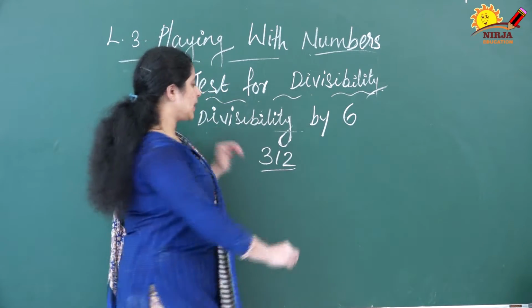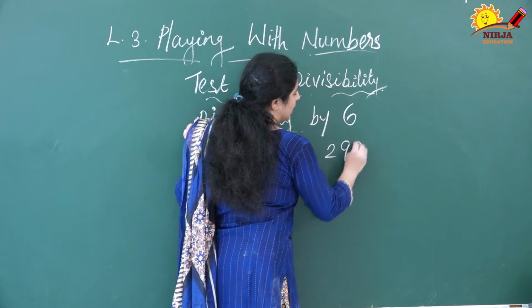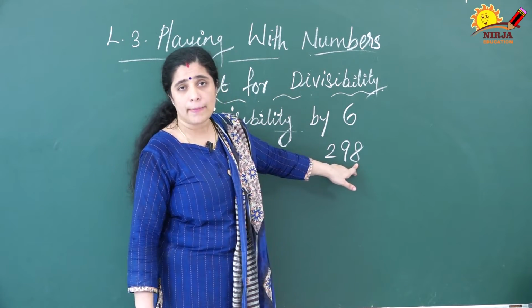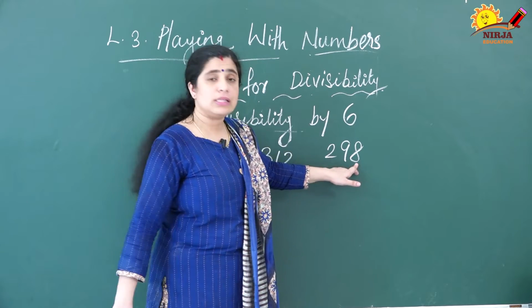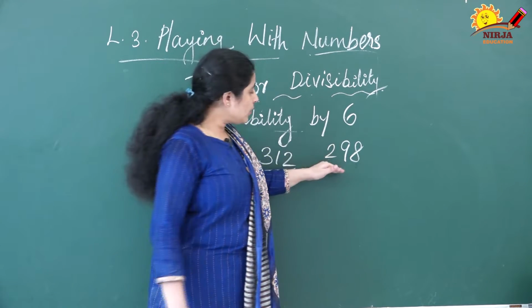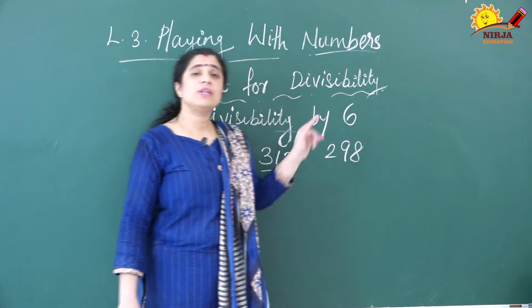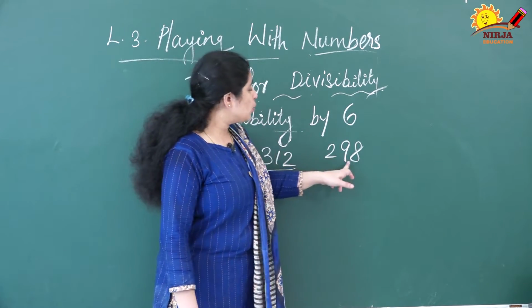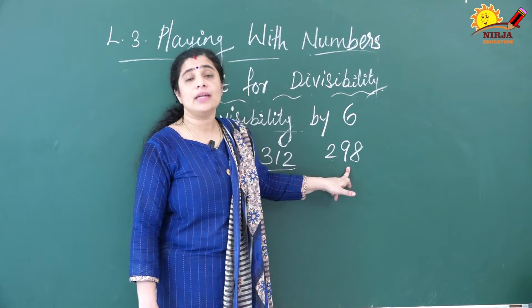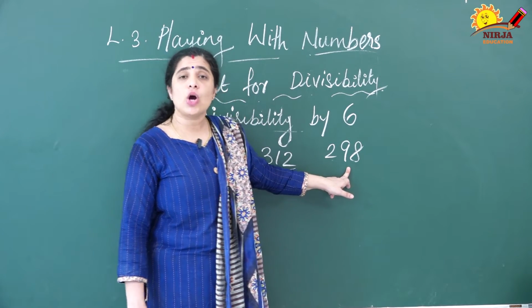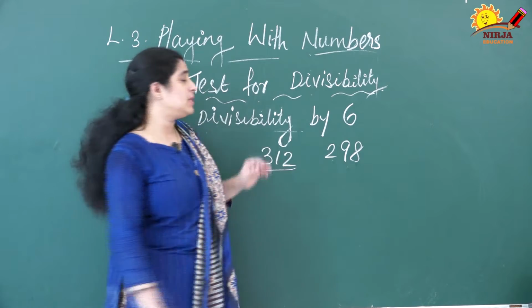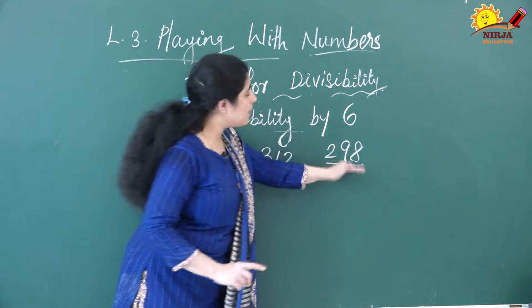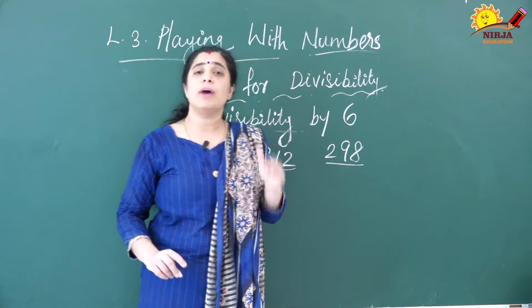Next I am going to take another number, 298. Here in the ones place an even number is there, so this number is divisible by 2. Now we have to check whether this number is divisible by 3 or not. For that we have to add the digits. 2 plus 8 is 10, 10 plus 9 is 19. 19 is not a multiple of 3. That means this number is not divisible by 3, so this number is also not divisible by 6.